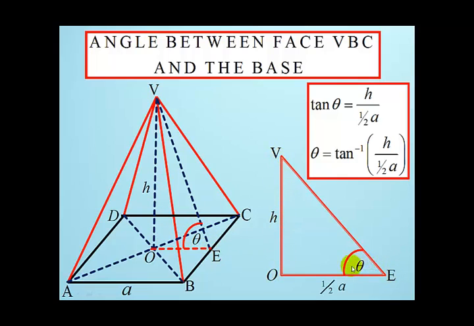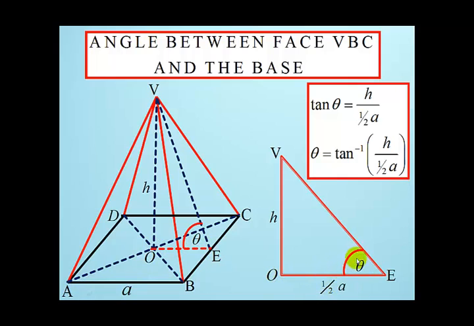Now theta is the angle between the face VBC and the base, because VE is representing the whole face VBC and OE is also representing the base. So the angle theta is what we are calculating for. Take note that VO is the height of the pyramid and OE is half A. What do you mean by that? The distance from A to B is A. Since O is the center of the base, it means that the distance from O to E is half the distance AB. And so OE is half A.